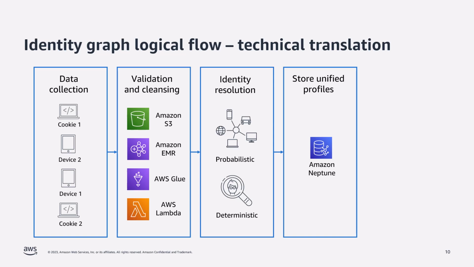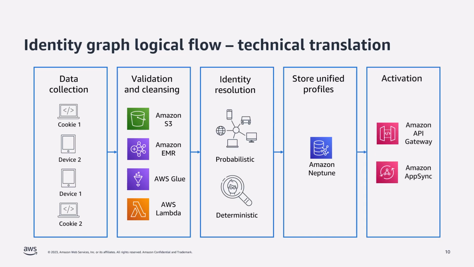And then finally, we can expose our unified profiles to our end services through an API layer. Now, you could use one of our managed services like API Gateway or AppSync backed with Lambda functions to achieve this. Or you could use other compute if you want, like EC2 or containers.